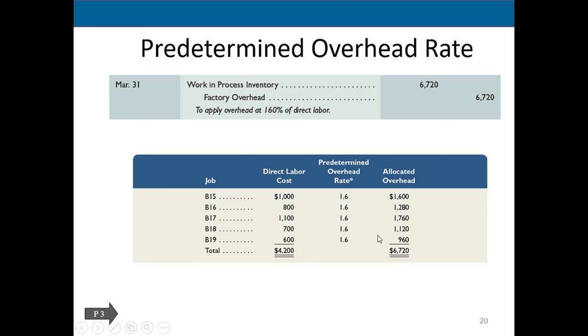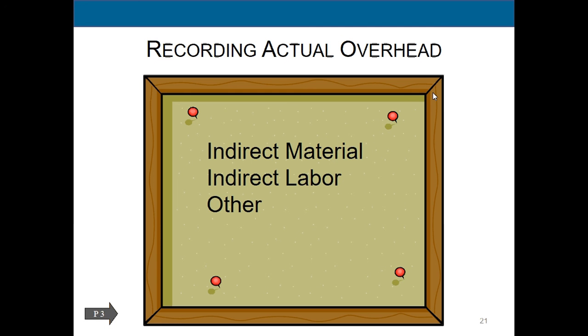Obviously, we just want to summarize it and do it all at once. So here's all the jobs. $6,720. We take it out of the factory overhead bucket. Remember, all those costs went into factory overhead as a debit, so now they've got to come out as a credit, and we move it into our work in process inventory.